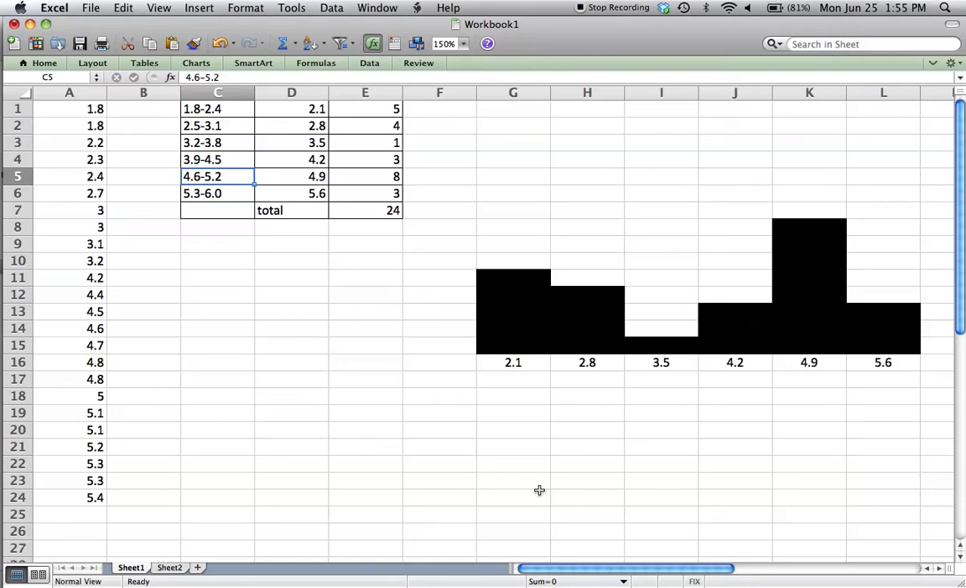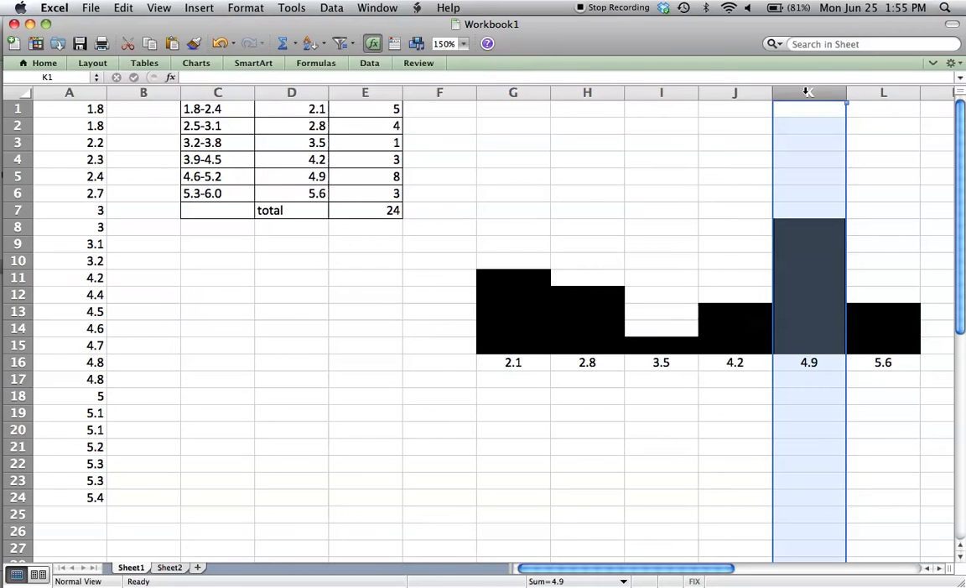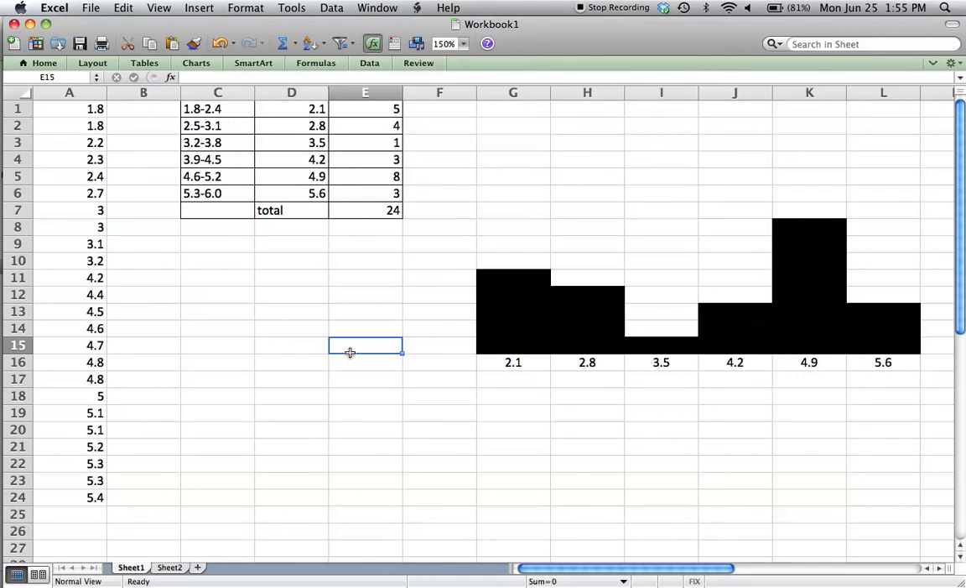Then the next question is, what can we do in terms of finding out representative numbers for the data? A representative number would be a number that summarizes a whole bunch of data. So we've already said that the most popular column is the 4.6 to 5.2 column, and that is known as the modal column or category. Mode means most popular. So you'd say, the most popular weight range for a child in this hospital is 4.6 to 5.2 kilograms.